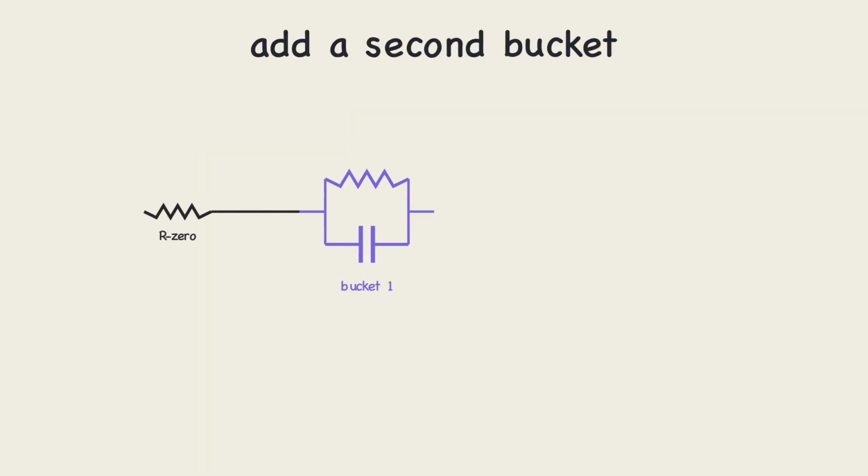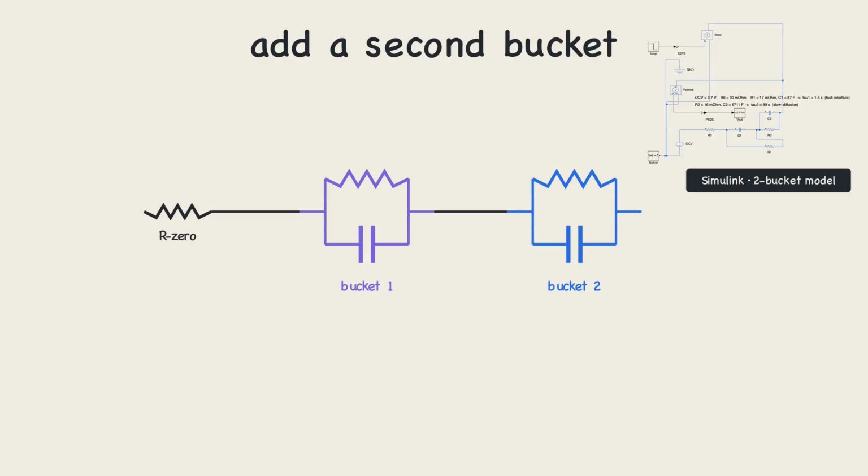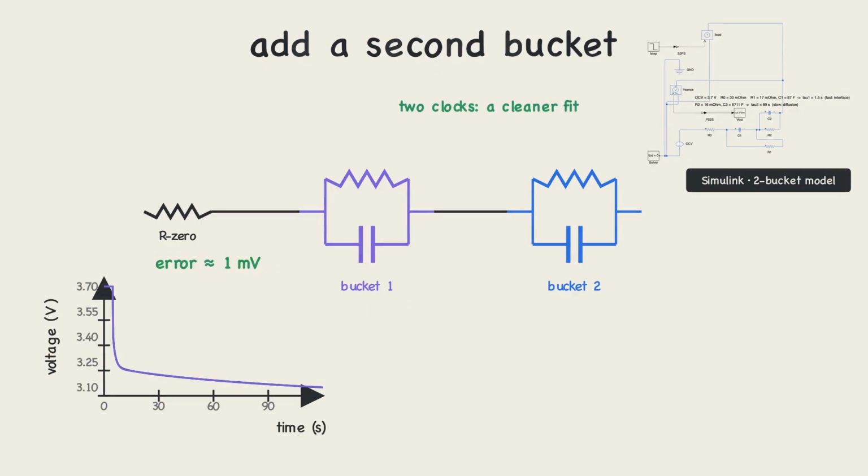So let us add a second bucket. Another resistor, another capacitor, with its own time constant. In Simulink, we simply add one more RC pair to the chain. Now we have two clocks, a fast one and a slow one. And watch the error fall, from about 13 millivolts, down to about 1.